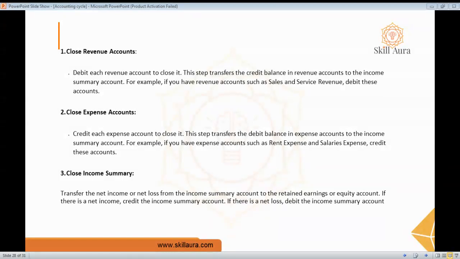The next one is close income summary. Here, by transferring the net income or net loss from the income summary account to retained earnings. If the income summary account is credited, then it will always be a net income. When the income summary account is debited, it will always be a loss. So you have to understand, if it is debited, it will be net loss. If it is credited, it will be net income.